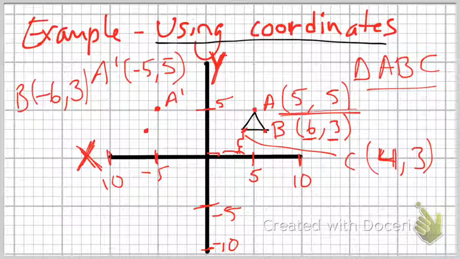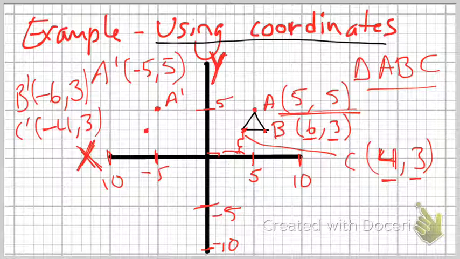And we do the exact same with C prime. C is 4 and 3, so C prime should be negative 4 and 3. Count 4 across, 3 up. And there's our shape, and that's our reflection. A prime, B prime, C prime.